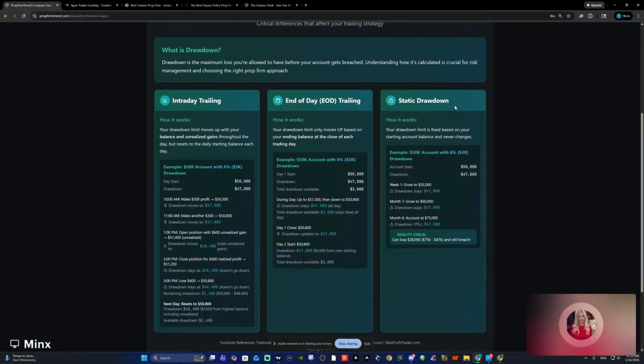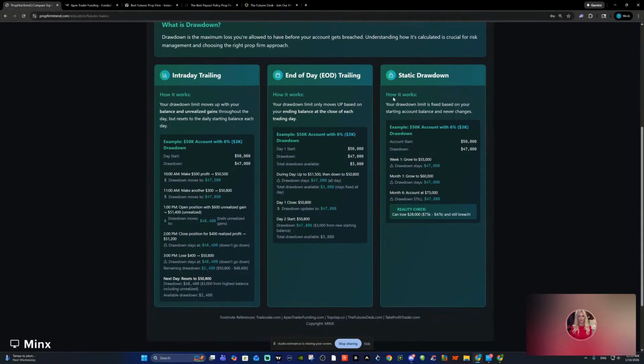So the static account is a lot more similar to your own personal account. You know, if you put in $3,000 and you continue to build it, that's how much money you have. Obviously, if you lose your $1,500 or $3,000, then you're going to breach your account, whatever the amount is.